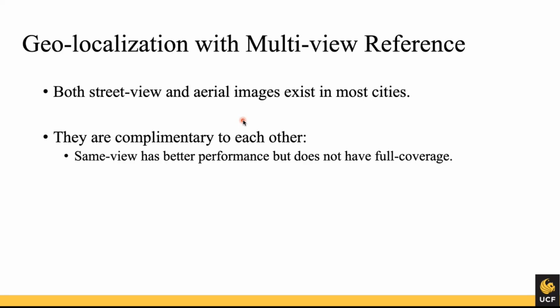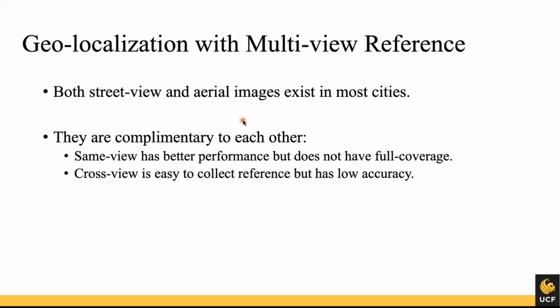So we should definitely consider both, and they are also complementary to each other. The same view has better performance, but does not have full coverage. But the cross view is easy to collect, because the satellite is easily able to collect those satellite images. But because of the appearance gap, it has low accuracy. So we should consider combining these two views together. Whenever a query location has both street view as well as satellite view images, we can use both to further improve the overall retrieval performance.